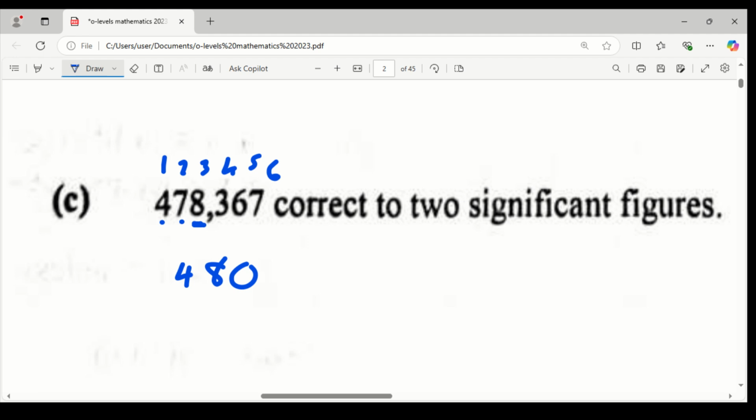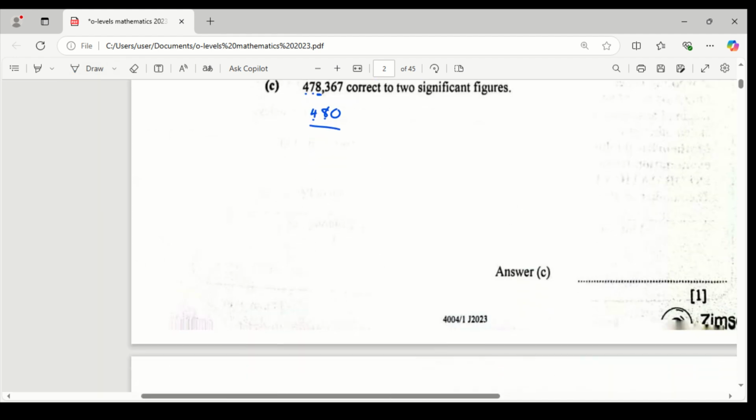So when you are dealing with significant figures, why I'm saying that 480 is correct to two significant figures is because the zeros which are not between non-zero digits are not counted. That means this 480 represents two significant figures only, because we have got 1, 2. This 0 is not a significant figure, right? So only zeros which are between non-zero digits, those are the zeros that we can count. So for number 1c, the answer there will be 480.